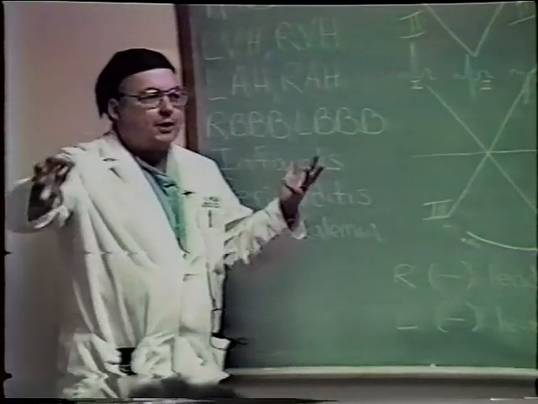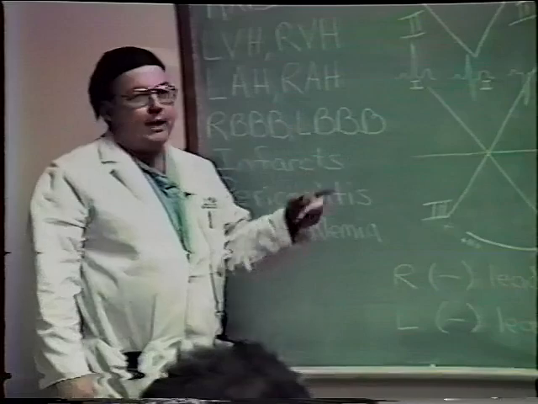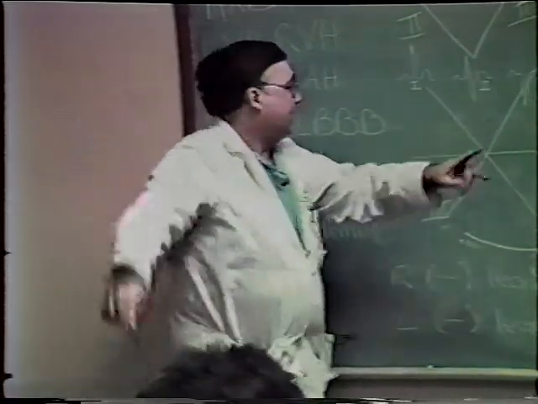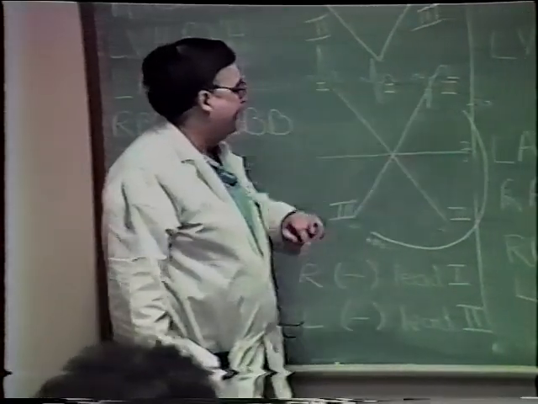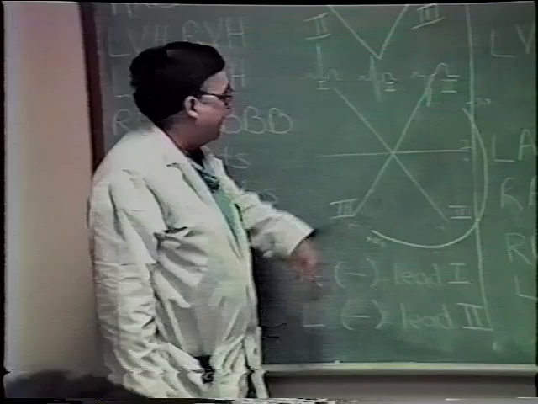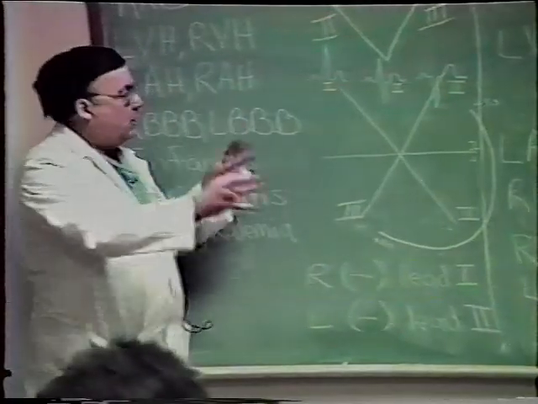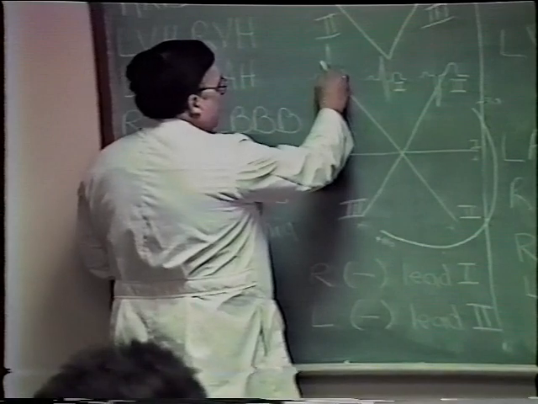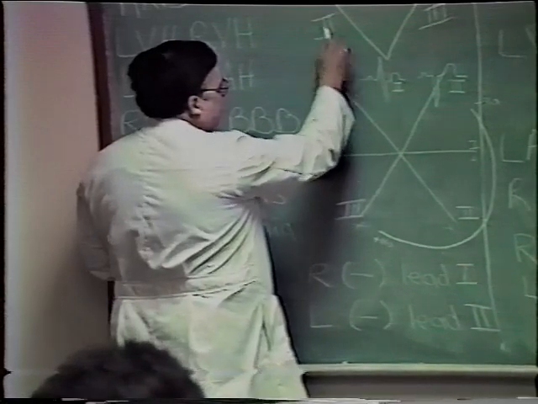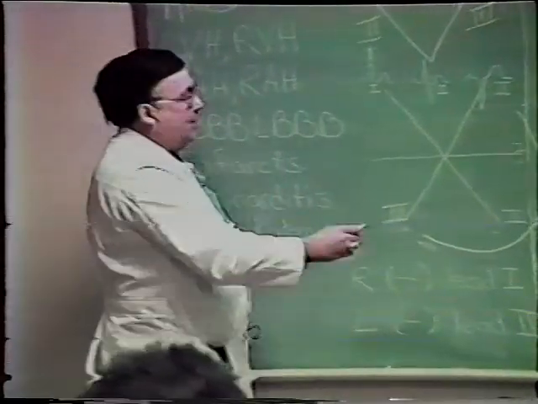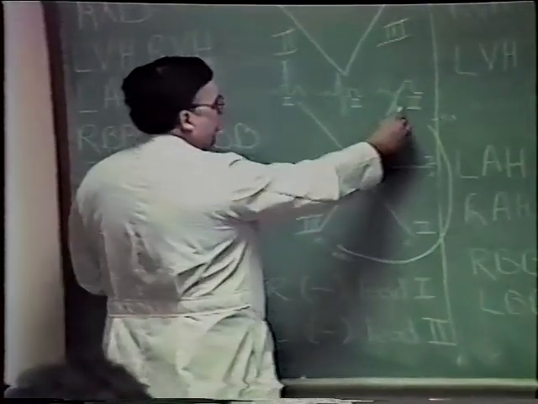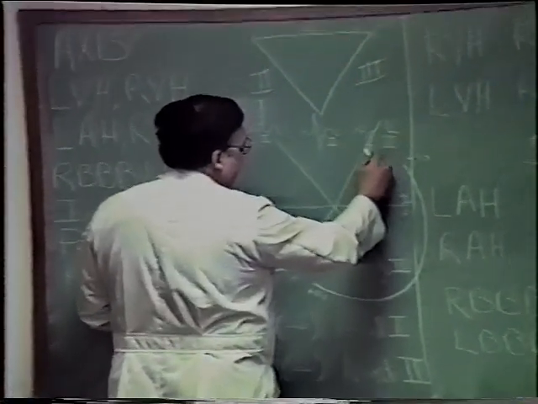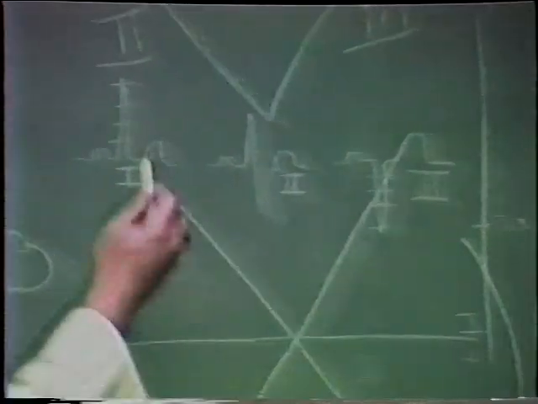You can take any of those leads, one, two, three, AVR, AVL, AVF, take two of them and plot them out. Any two you want to plot out. Sometimes it's easy to use one and three because they're sort of distant from each other. And you can give it any value you want. Let's give it a value of, let's say, a centimeter. One, two, three, four centimeters. And let's take the R, the S in lead three and give it the same value. One, two, three, four centimeters.